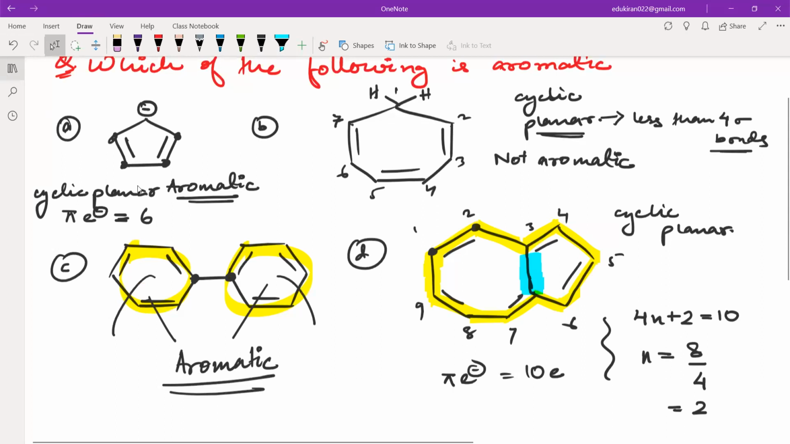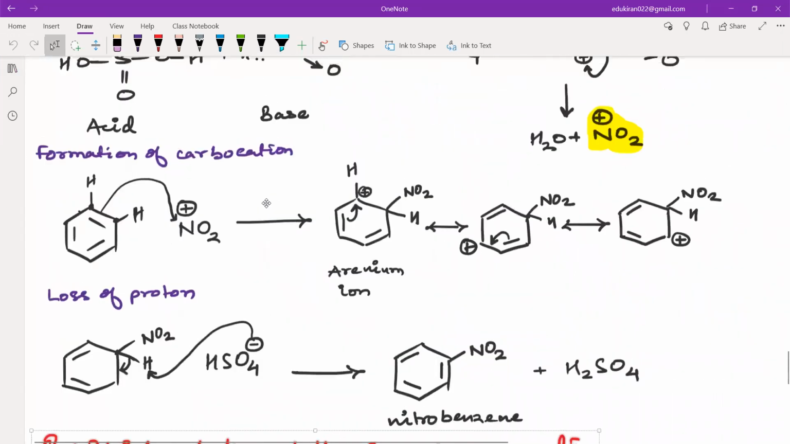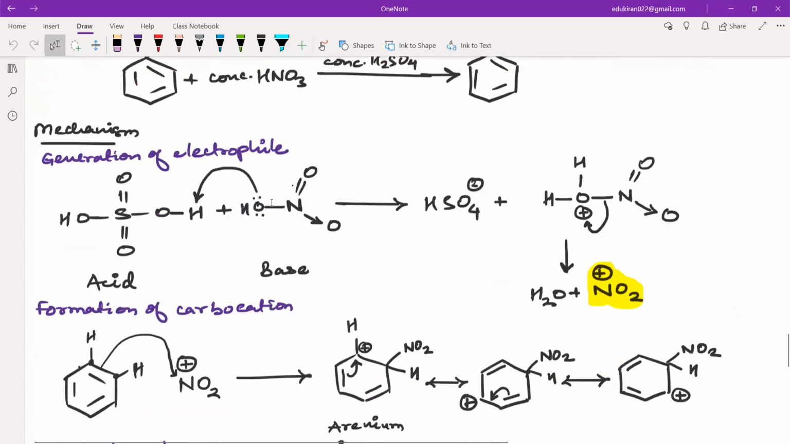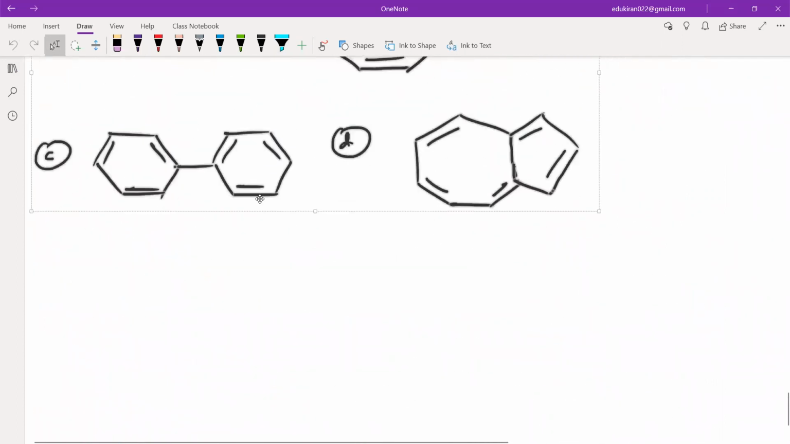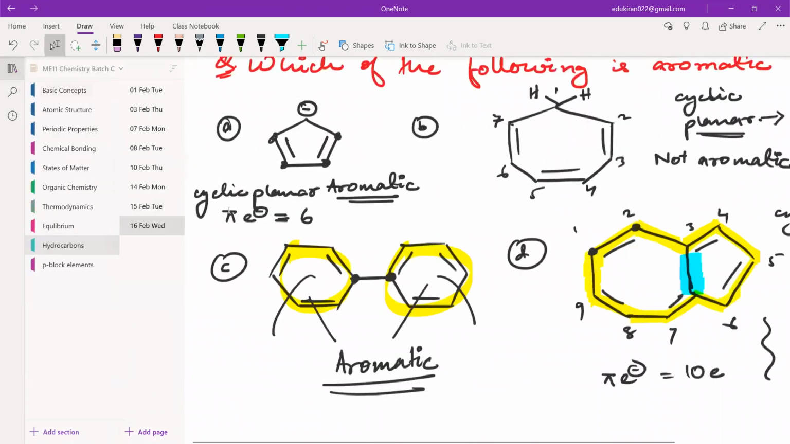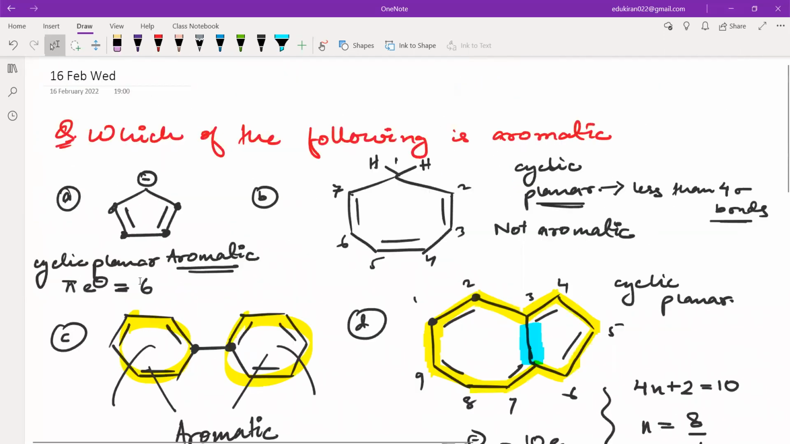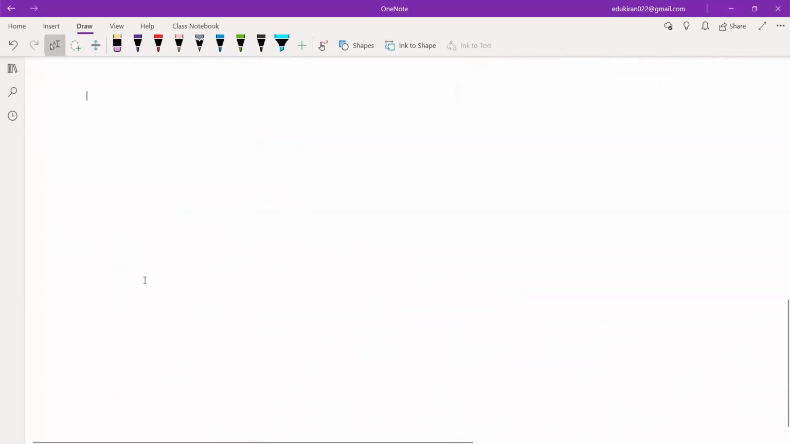So in last class we started the electrophilic aromatic substitution, and we did nitration, right? We have 4 more. We will do those 4, and then we will look at the effect of group also. Now let us write halogenation.